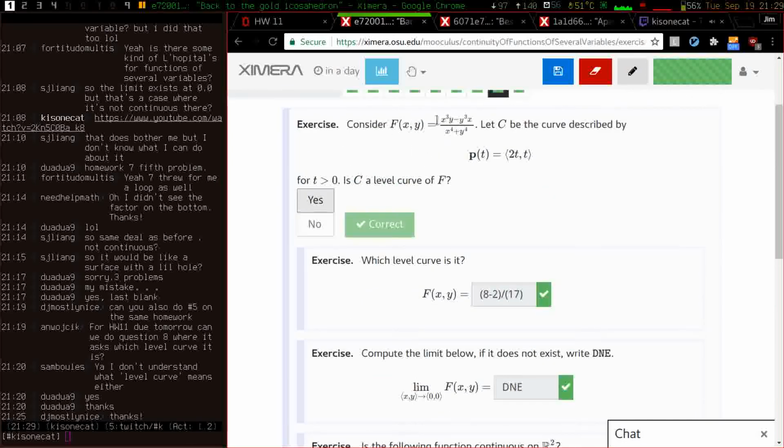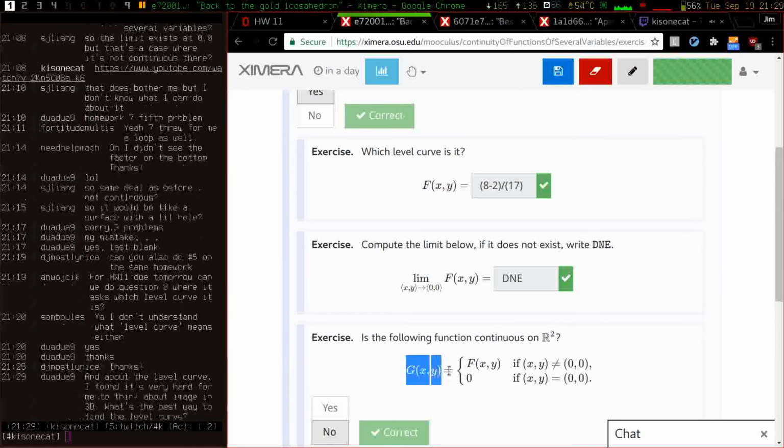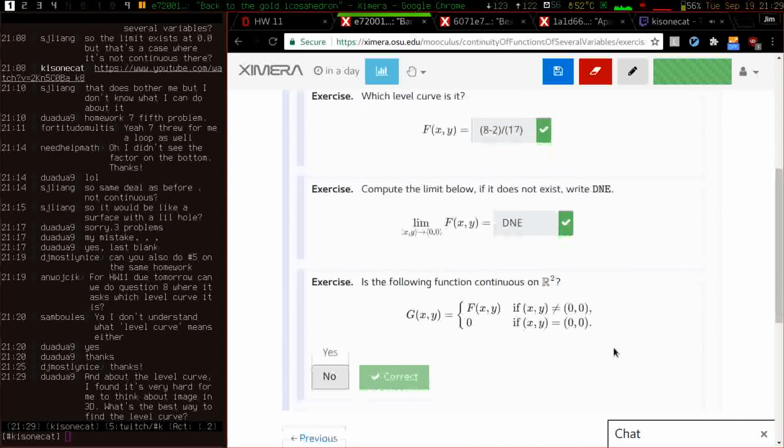This rule only defines a function which makes sense when xy is not 0, 0. For g, I can plug in 0, 0 and I get 0 out, but the limit still doesn't exist. It's going to be bad.